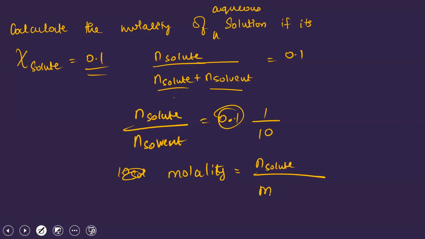mass of solvent in grams. So to the numerator I multiply it with 1000. What is the number of moles of solute? It is 1. What is the mass of solvent? Number of moles of solvent is 10. Correct? We are assuming it is 10, in a fraction that would have n solute by n solvent.